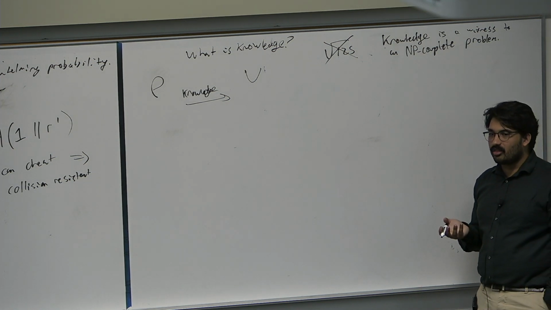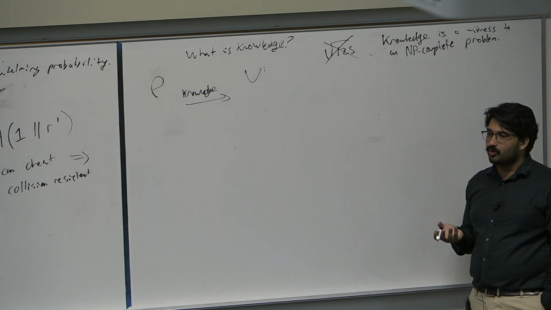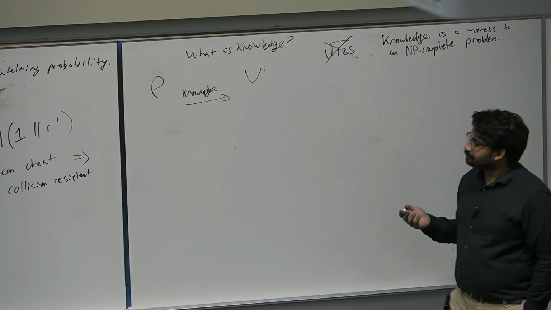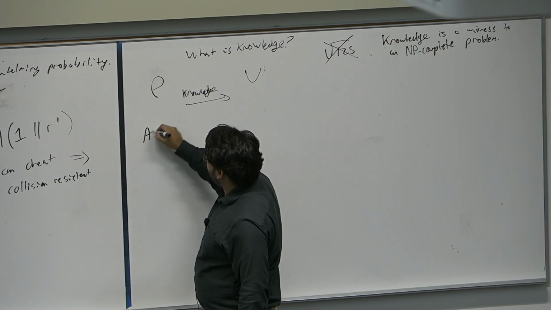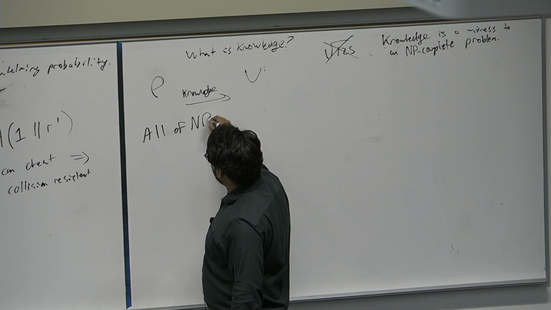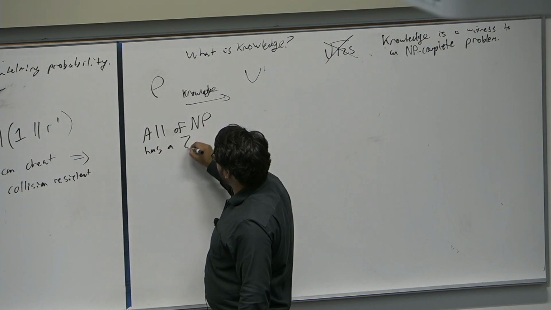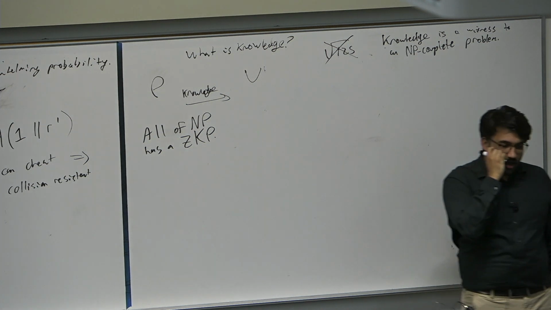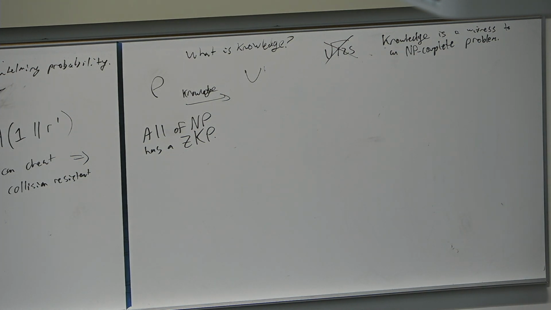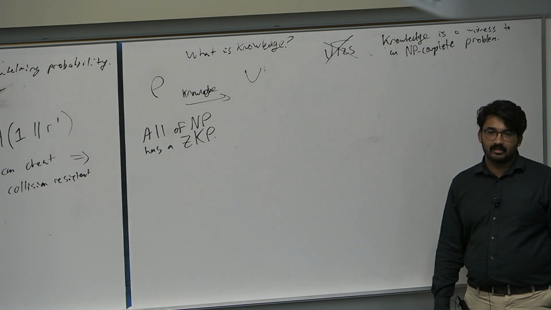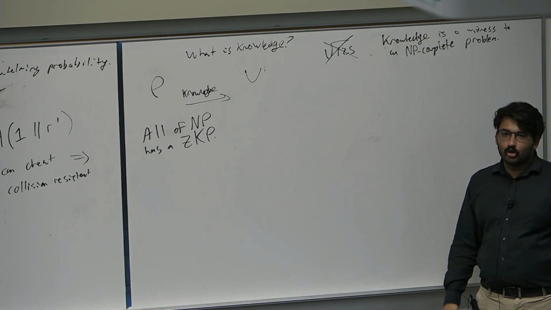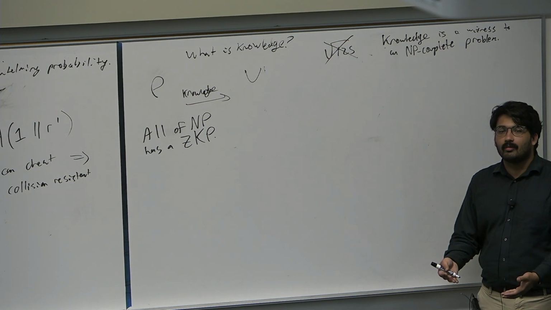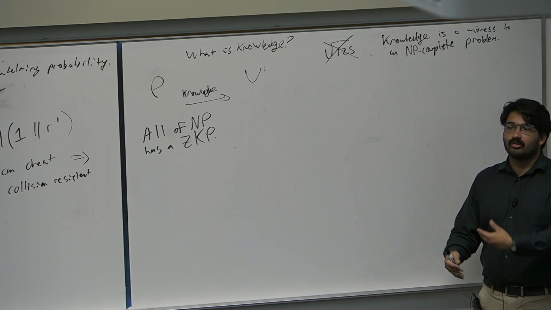One of the main results in the theory of zero knowledge proofs is that all of NP has a zero knowledge proof, in the sense that for every NP complete problem, the prover can convince the verifier that they actually know the solution, the witness for whatever that problem happens to be, right? So you can convince someone you know a satisfying assignment to a CNF or something without actually revealing the satisfying assignment.